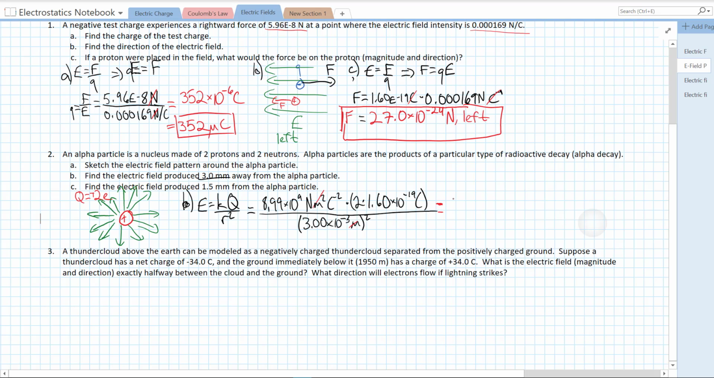Getting 319, 320 really, 320 with a decimal point, times 10 to the minus 6 newtons per coulomb. We could also write that as 320 micronewtons per coulomb. There's our answer. Part C.